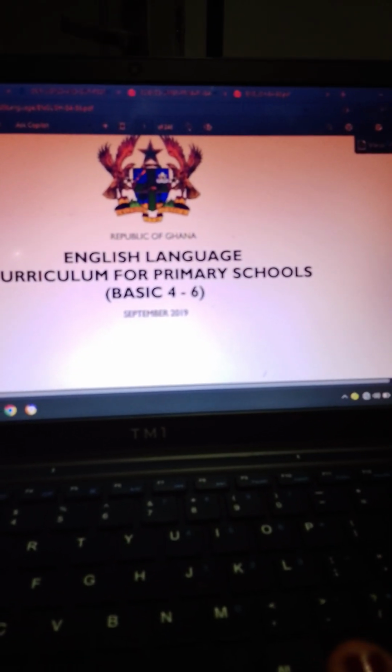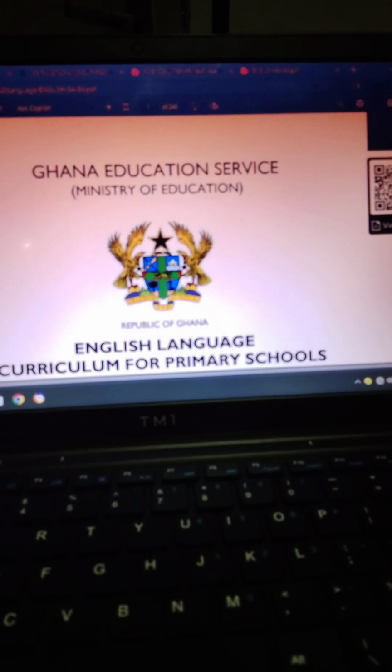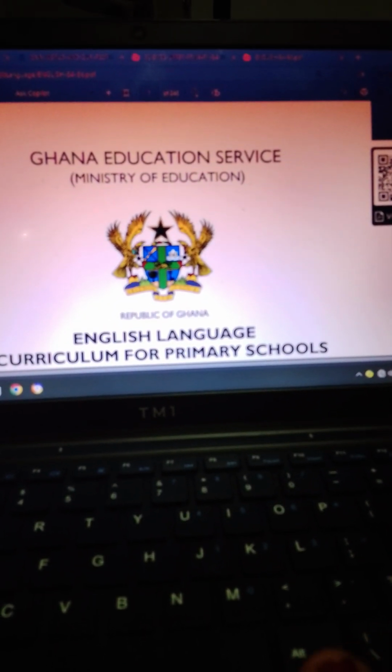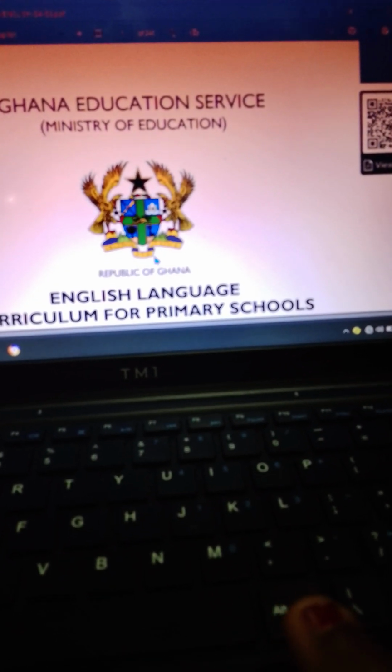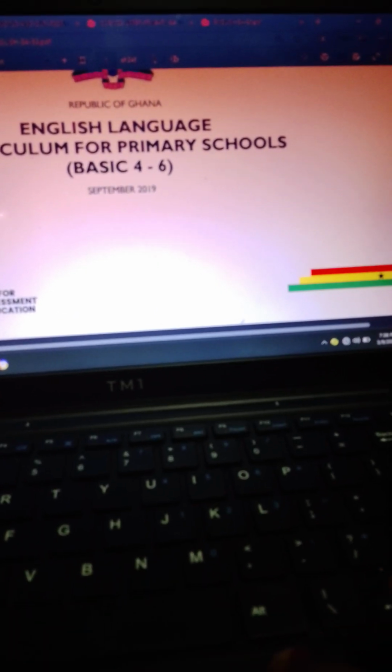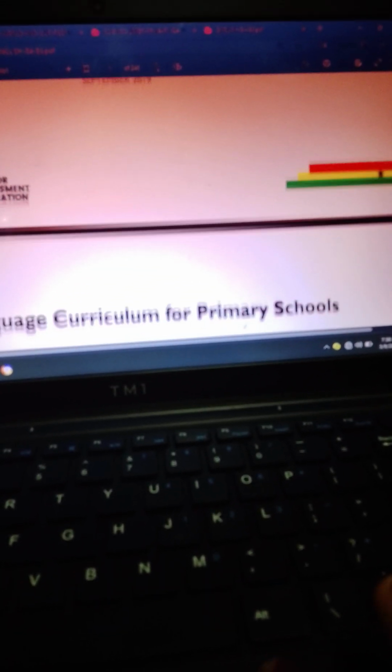Okay, so for every standard-based curriculum, you see the Ghana Education Service written boldly on top of it, Ministry of Education, the logo, the coat of arms also written, the subject, and then the year that it was enrolled, that is September 2019. Then National Council for Curriculum and Assessments. Okay, so that is it. Now let's go to the foreword. I'm going to read it verbatim so that you know what you are supposed to do. Okay, so let's start with the foreword.